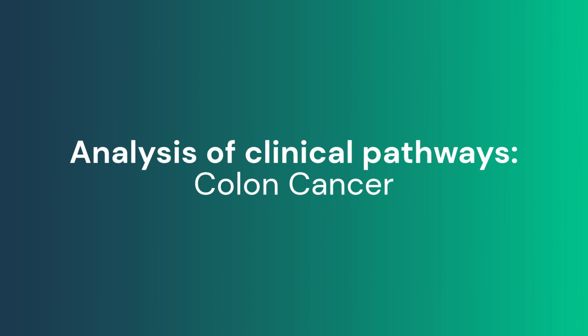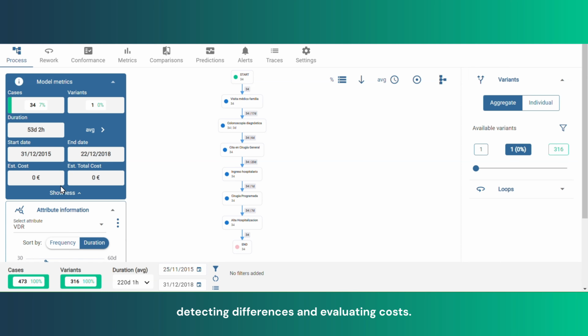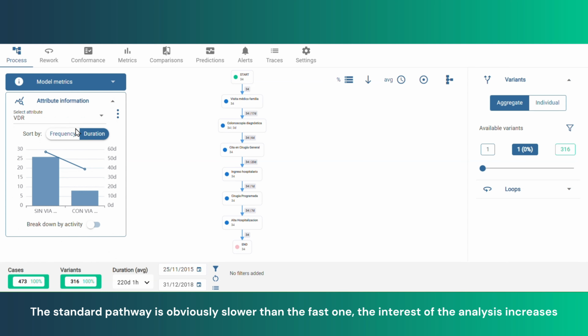Analysis of clinical pathways, colon cancer. Inverbis can compare alternative clinical pathways and patient experiences, detecting differences and evaluating costs. The standard pathway is obviously slower than the fast one.